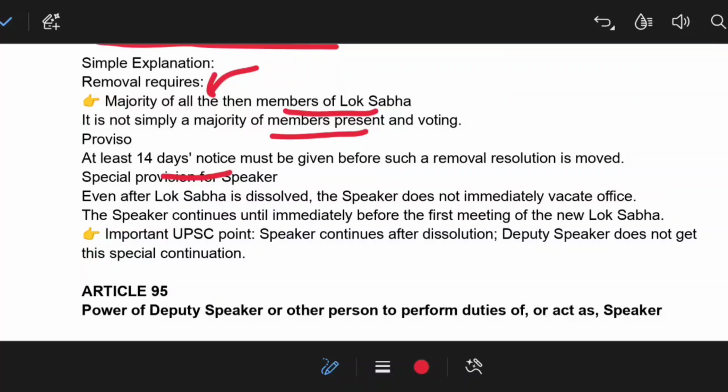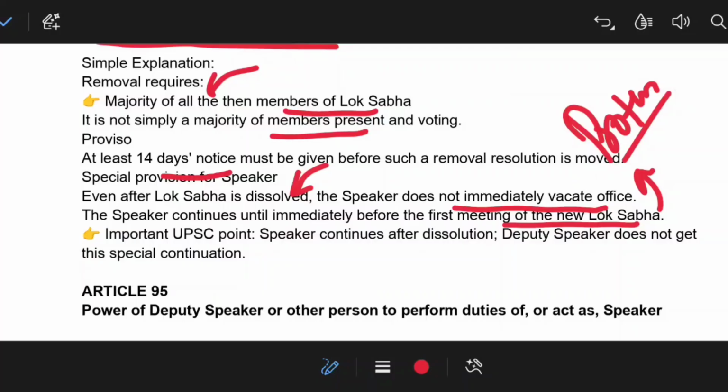or even deputy speaker. Even if the Lok Sabha is dissolved, the speaker does not immediately vacate office. The speaker continues until immediately before the first meeting of the new Lok Sabha. And after the first meeting of the new Lok Sabha, don't you think there will be some time needed to conduct the election of a speaker? Then who will preside at this time? Then comes the pro tem speaker. Now the pro tem speaker will preside.